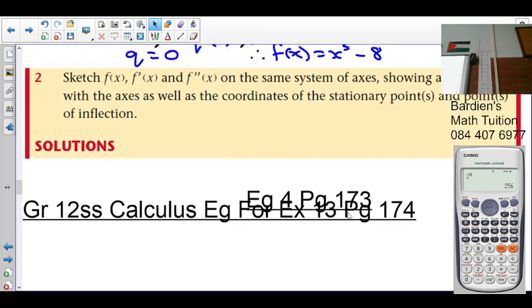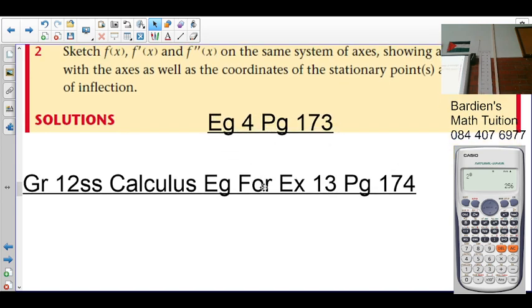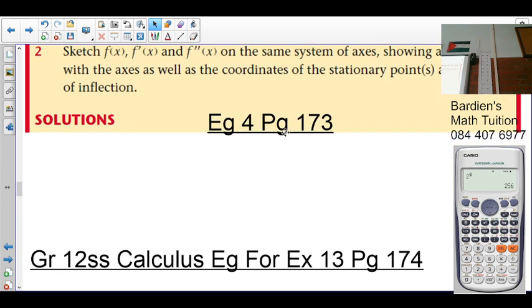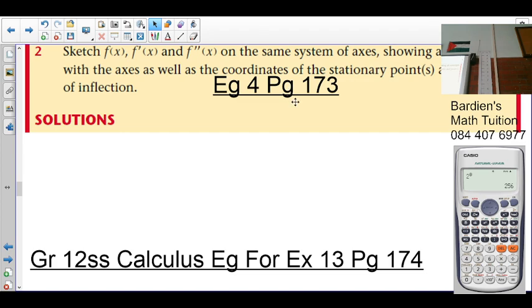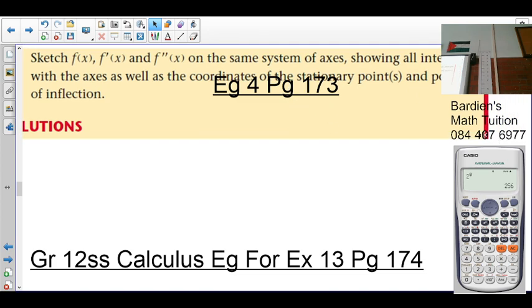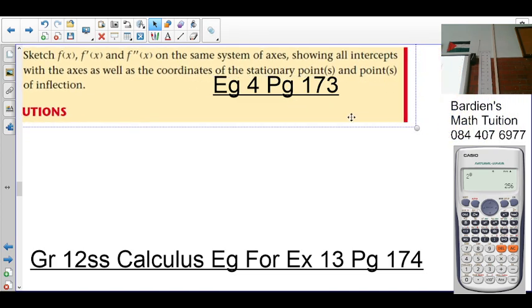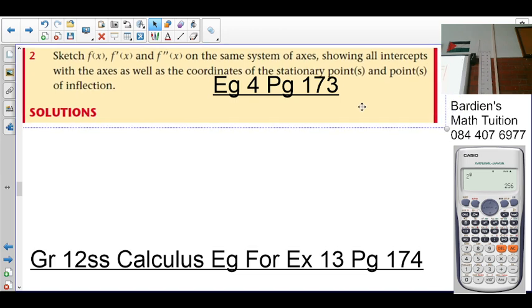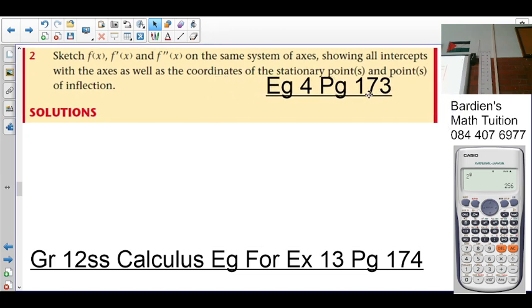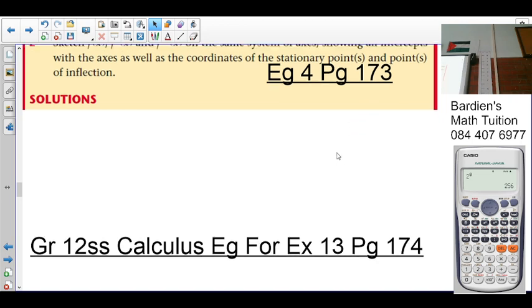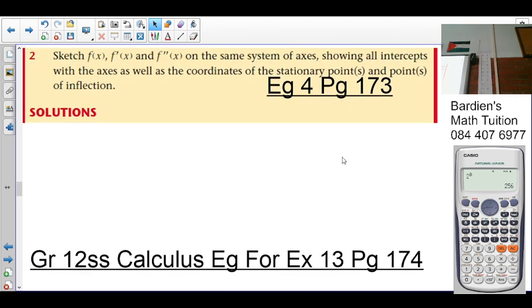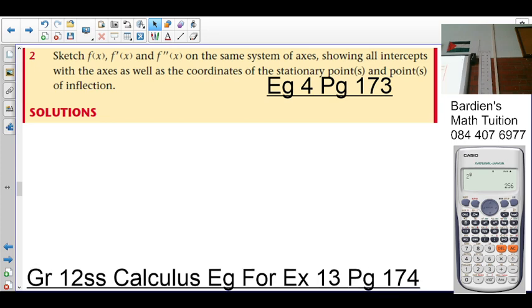Example 4 now tells us to sketch f of x, f dash x, f double dash x on the same system of axes, showing all intercepts with the axes as well as the coordinates of the stationary point or points and the point or points of inflection. But we know that there is only one point of inflection on your cubic function. Okay, that's where the graph swaps polarity from concave up to concave down.